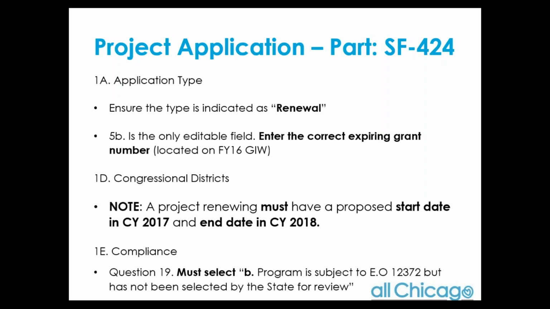The next part is under 1D congressional districts. You'll have to actually enter in your start and end dates here. A project renewing in fiscal year 16 must have a start date in calendar year 2017 and an end date in calendar year 2018. Okay, so there should be no dates that don't start in 2017 and end in 2018.